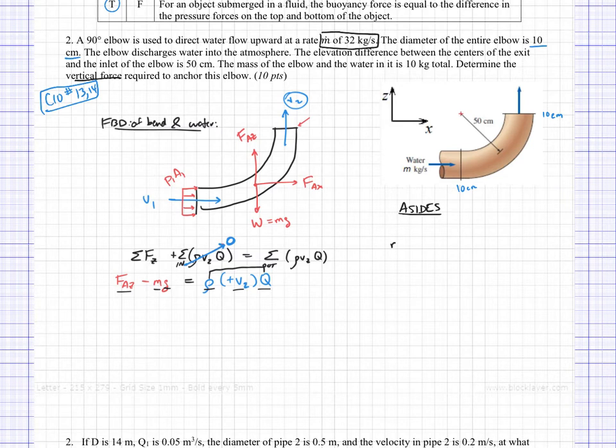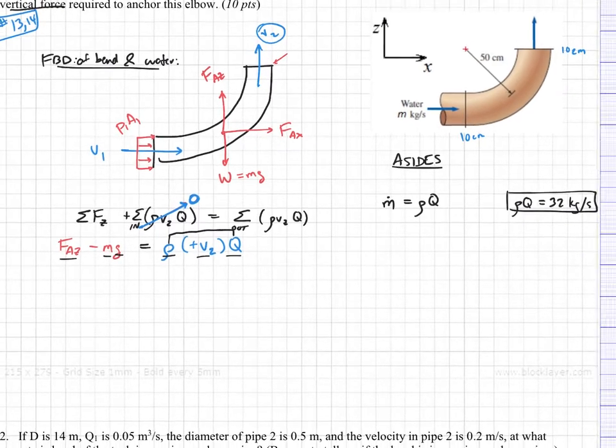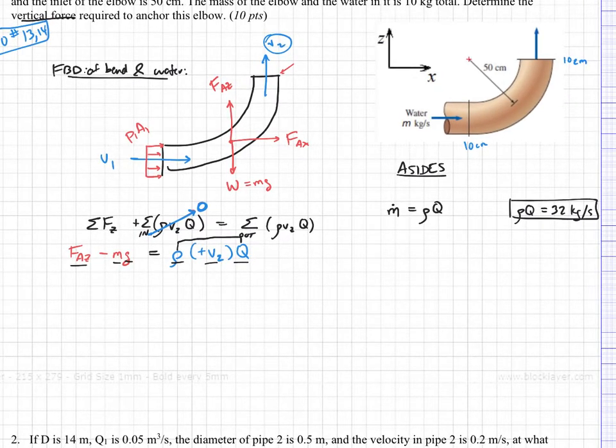So let's start here: m dot equals rho Q. One thing we could say is rho Q equals 32 kilograms per second, so we could plug that in for rho Q in the equation on the left if we wanted to. But really what we want out of that is Q, because I need to get velocity. Kilograms per second equals rho, which is 1,000 kilograms per cubic meter, times Q.